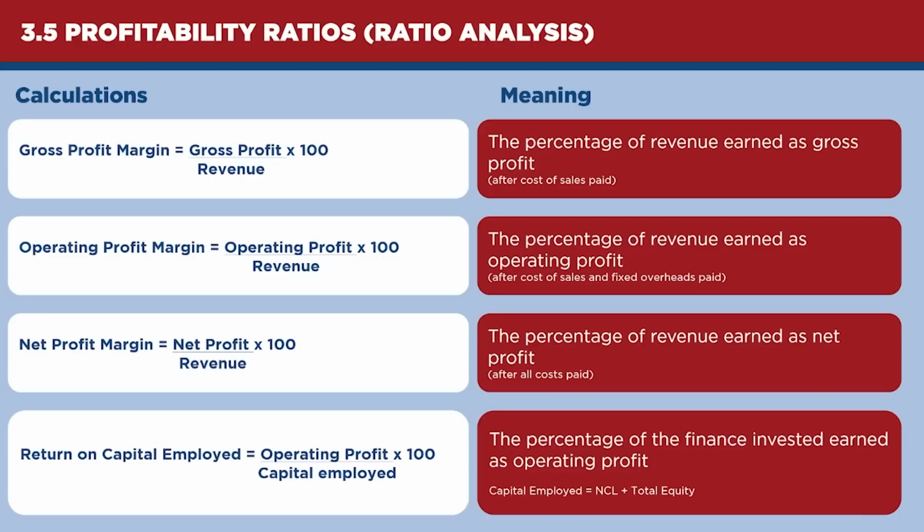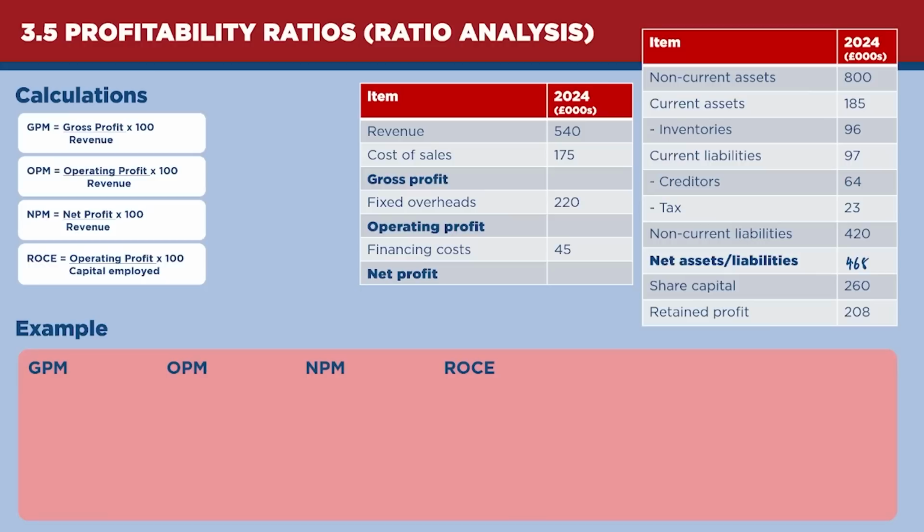But return on capital employed is operating profit over capital employed. And I've made a little note there to say that capital employed is our non-current liabilities plus our total equity. We're going to see that in a bit more depth when we look at the examples. And this is the percentage of the finance invested that is earned as operating profit.